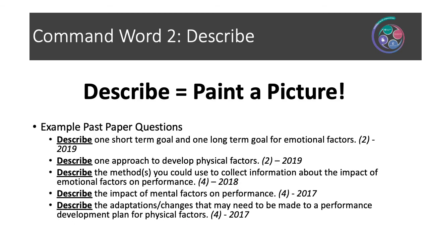So in terms of higher PE, what describe questions could you get asked? Now this is just an example of some questions from past papers. So describe one short-term goal and one long-term goal for emotional factors. You could get asked to describe an approach to develop physical factors or any of the other factors. You could get asked to describe methods, one or multiple, you could use to collect information about the impact of emotional factors on performance. Again, that question could relate to any factor.